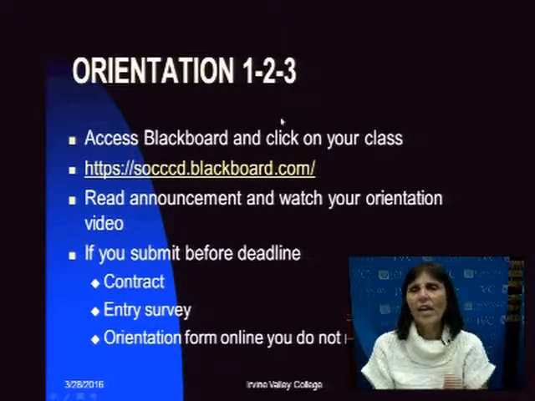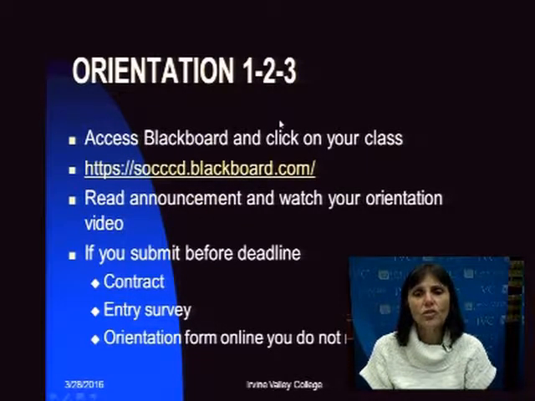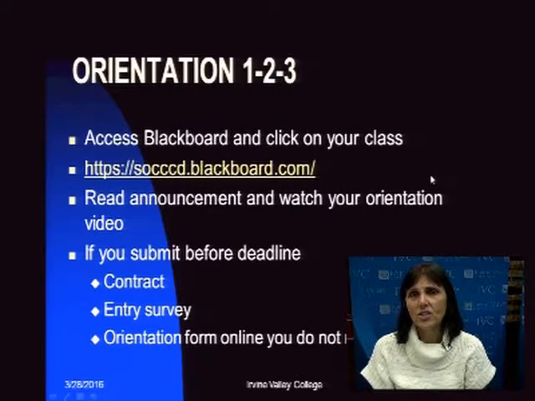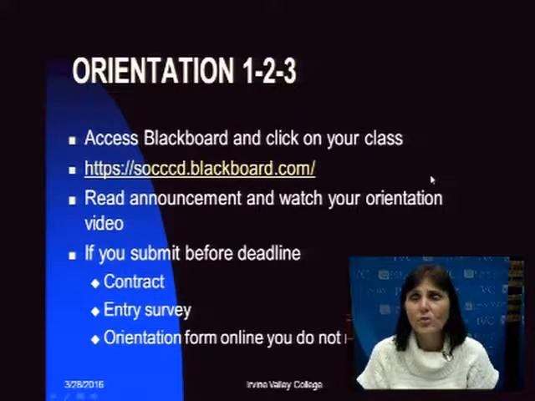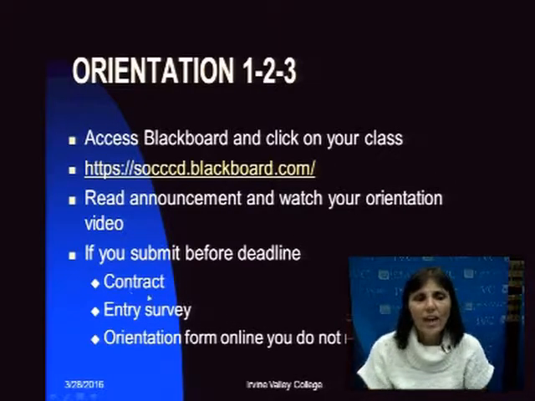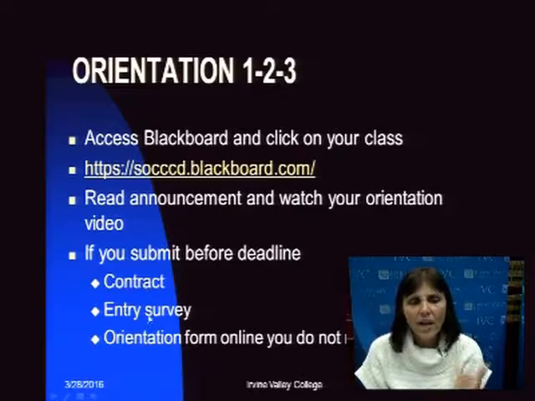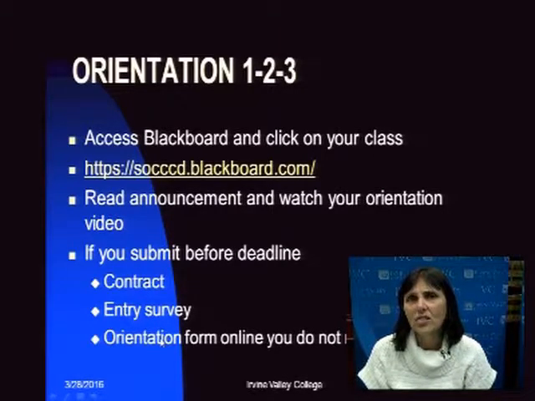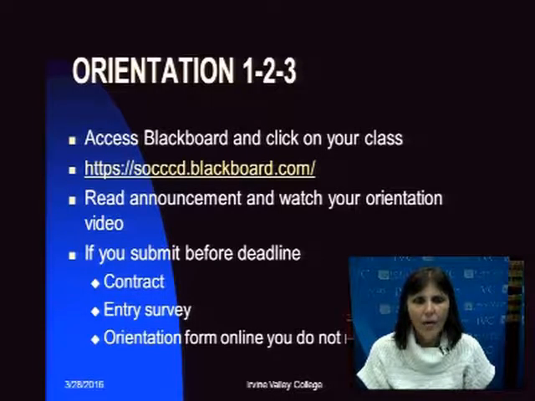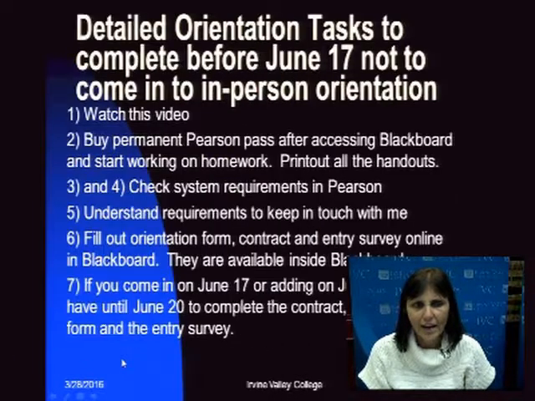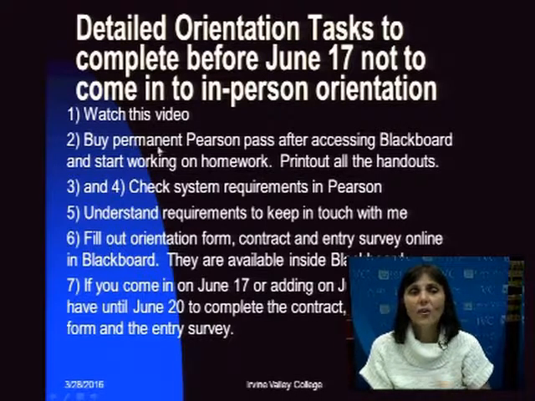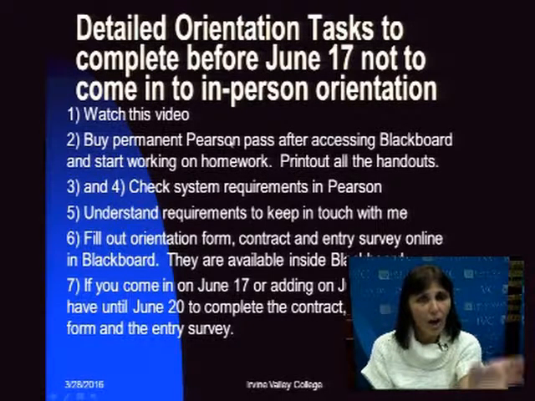Now, orientation 1, 2, 3. What do you need to do to get oriented? You have to finish the orientation by the deadline, and I will show you what those deadlines are, and access Blackboard and submit contract, entry survey and orientation form online. And I showed you where those are. Now, if you do this before the deadline, and then watch this video, and then go to Pearson, I'll show you how to get in there.